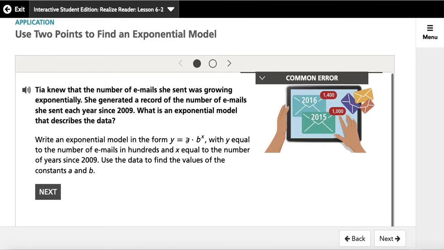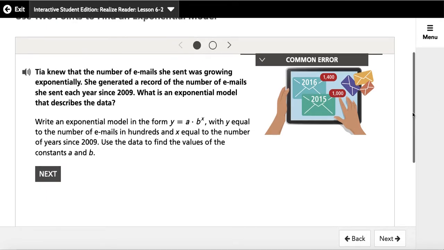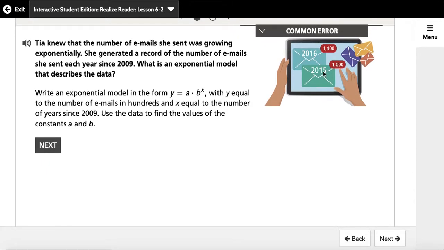We need to have the generic form y equals a times b to the x, where y is going to be the number of emails in hundreds. Why did they pick hundreds? Well, 1,400 and 1,000 are in hundreds, I guess. x is going to be the number of years since 2009. Even though they gave us these years here, since they talked about since 2009, we should use years since 2009. The year 2015 is 6 years after 2009, and 2016 is 7 years after 2009. So you should see those numbers coming up here somewhere.